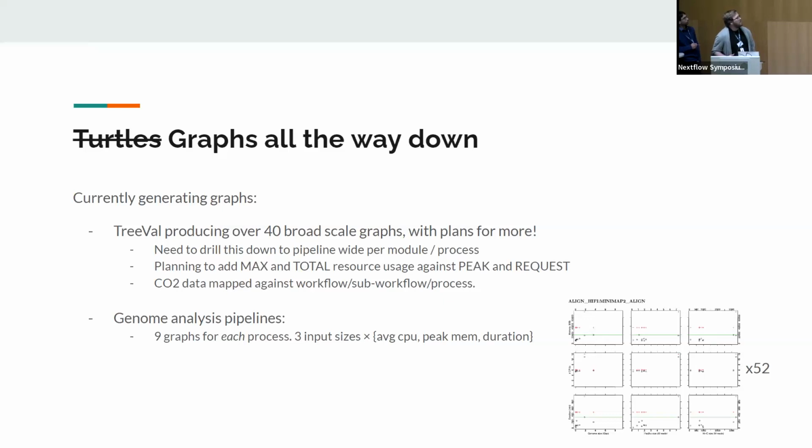But ultimately, I need to be able to drill this down to per module, per process, adding the max total resources against the peaks and requests. We also use the CO2 footprint module plugin that was mentioned earlier. We're DToL, we're Darwin Tree of Life. The whole point of this project is to empower conservation. We can't really empower conservation if we're wasting resources by the bucketful.